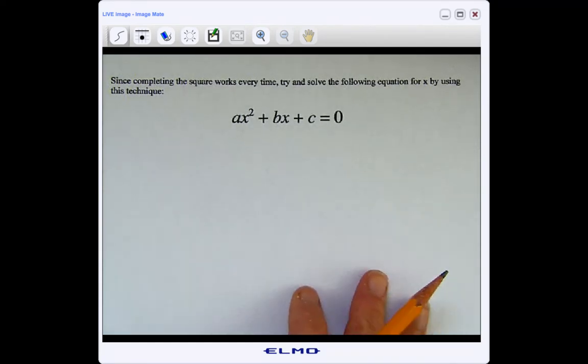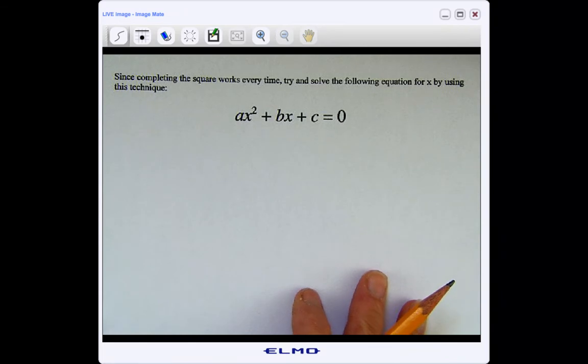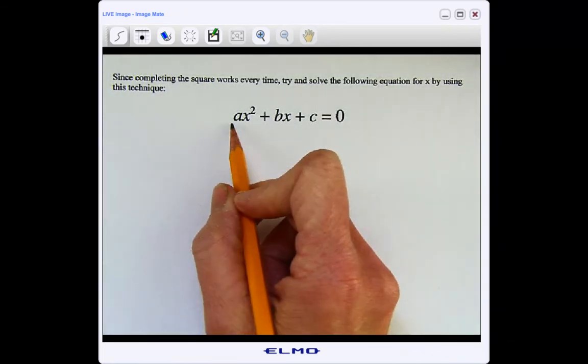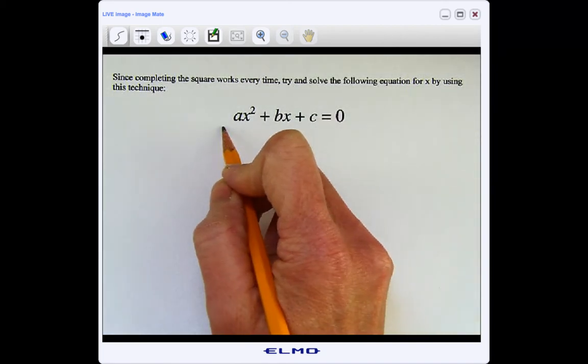Okay, so if I was going to try and complete the square with a standard form equation, the first thing I'd probably do is get rid of this a to make my square a little easier. So I'm going to divide everything by a.